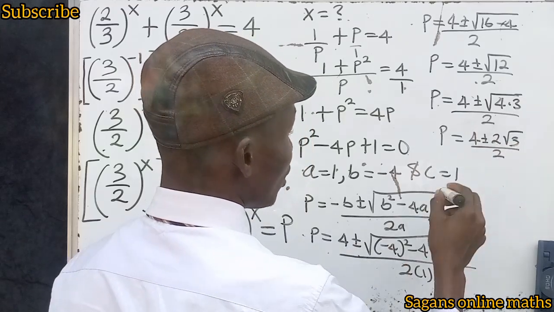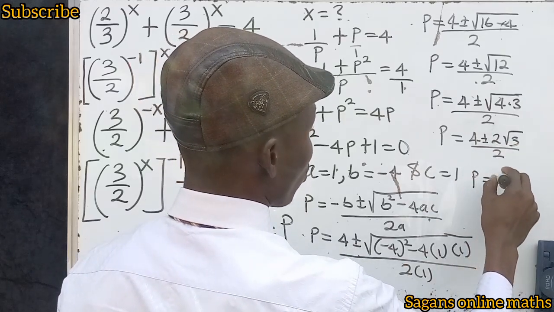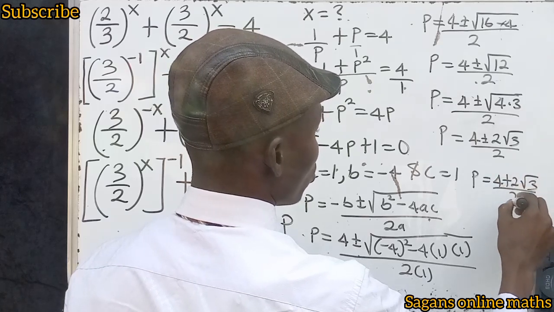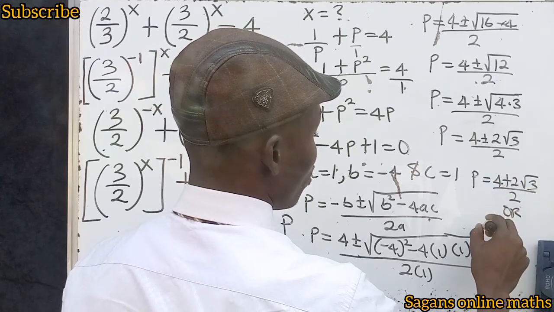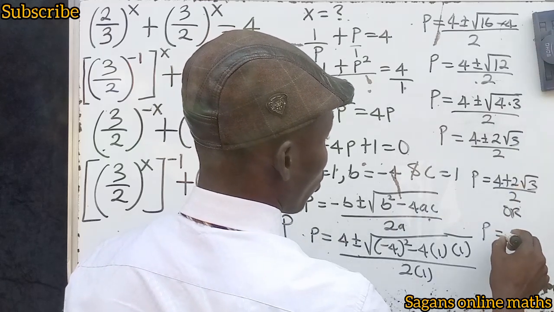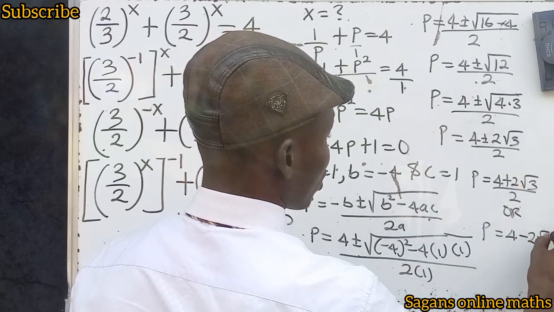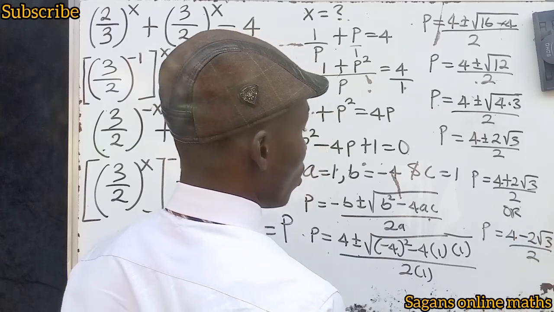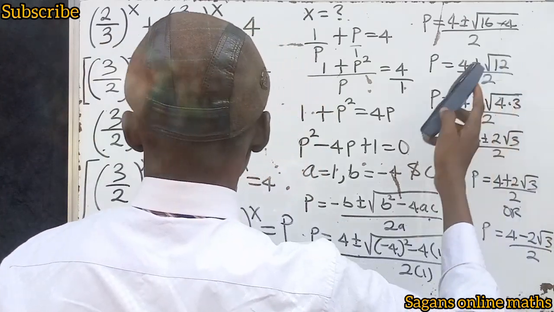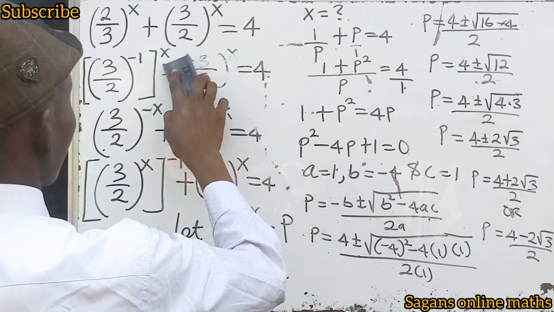That means P equals 4 plus 2 root 3 divided by 2, or P equals 4 minus 2 root 3 divided by 2. Now remember, we are not asked to solve for P. We are asked, what is the value of X? Let me remove this from here.